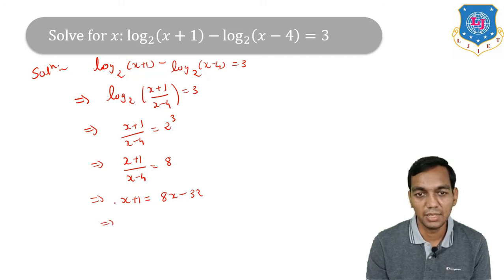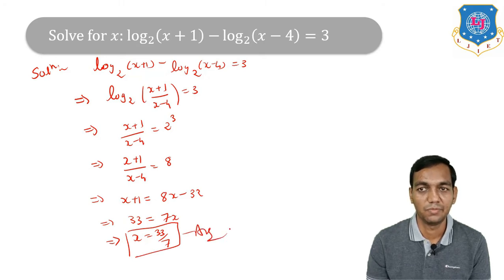So taking x this side and 32 this side, 33 is equal to 7x, 8x minus x, and that will give you x is equal to 33 by 7. This 7 is going in the denominator. So this one is our answer. Done?